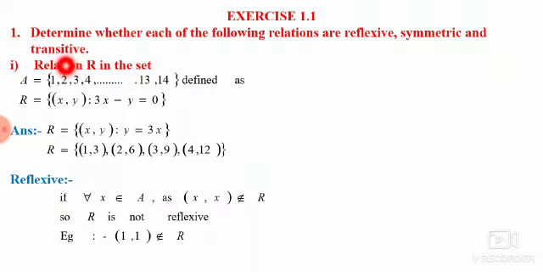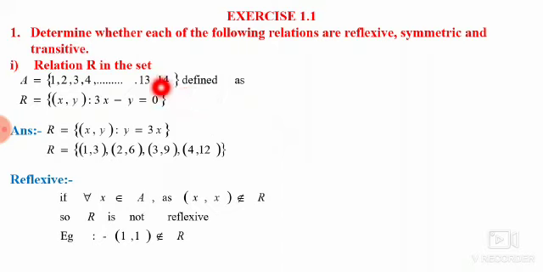Dear students, in these examples we are going to check whether the given relations are reflexive, symmetric and transitive. Let me begin with the first question. Relation R in the set A, where the elements of set A are 1, 2, 3, 4, and so on up to 13, 14, is the given set A.